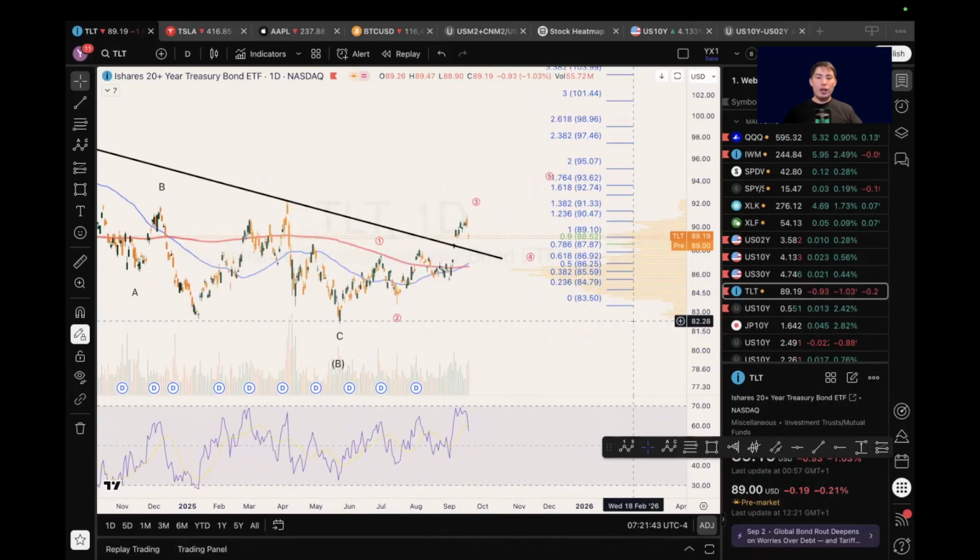With TLT, it's the reverse image. It broke out of the trend line this month, and we're potentially seeing not quite the wave 3 high. I think we should have one more high to go for the wave 3, but we're trending towards there.